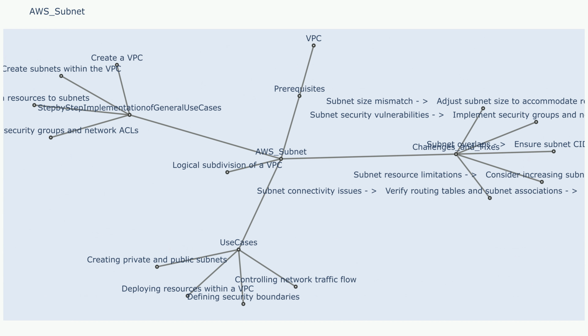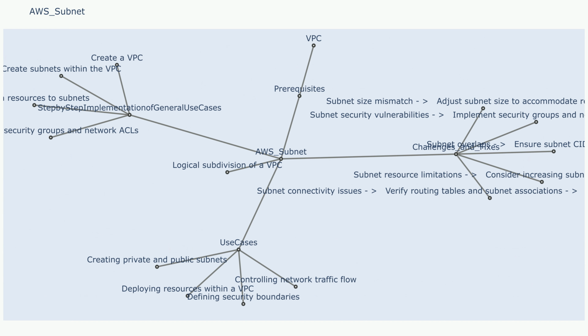Subnet connectivity issues: resources in a subnet might not be able to communicate with other resources within the VPC or the internet. Verify routing tables and subnet associations. Check the routing tables associated with the subnet and ensure that they correctly direct traffic. Verify that the subnet is correctly associated with the VPC and availability zone.